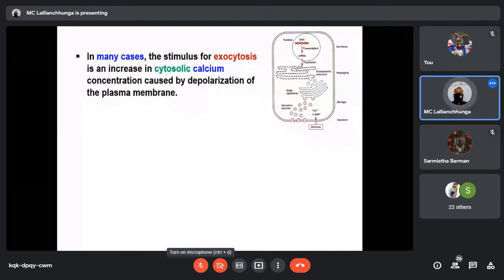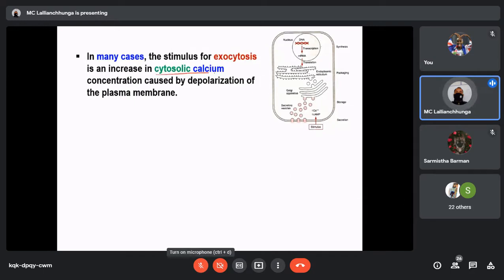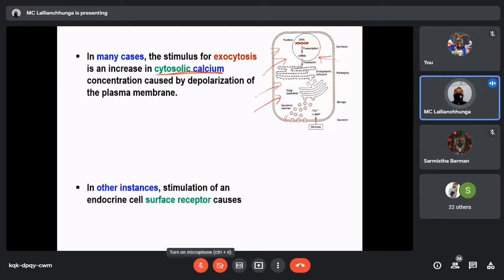Here you see, in many cases, the stimulus for exocytosis is an increased cytosolic calcium concentration. So I already told you this one. There will be increased entry of calcium to the inside of the cell, so that it will cause depolarization, or it will pull the secretory vesicle to be fused with the cell membrane.